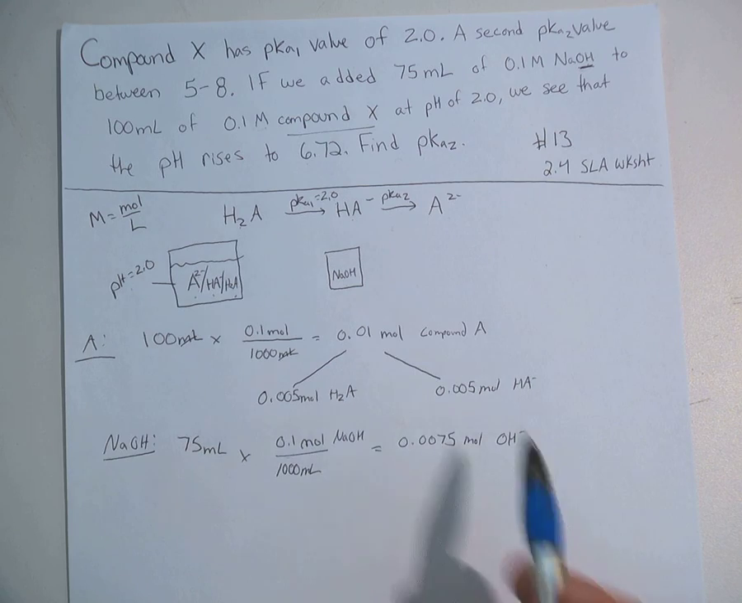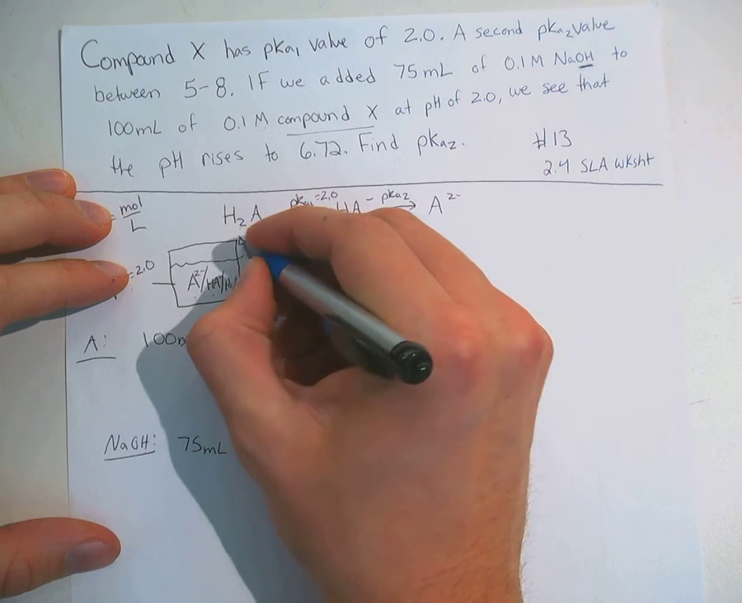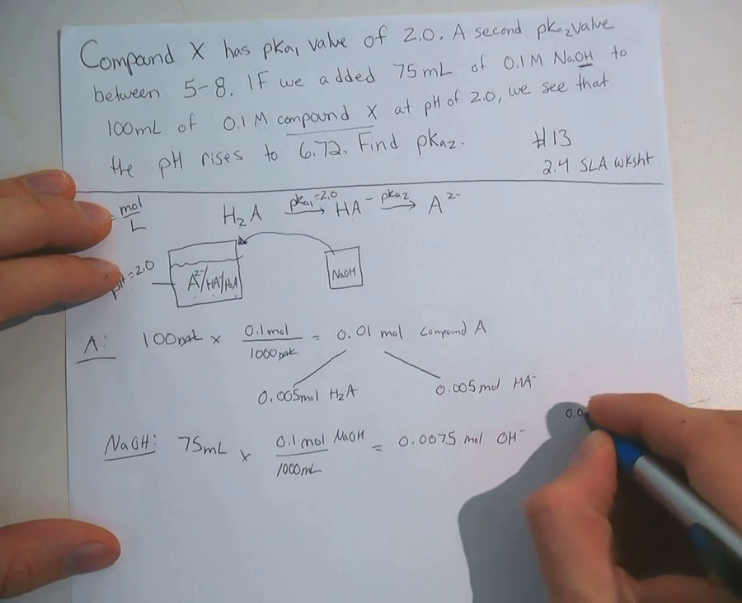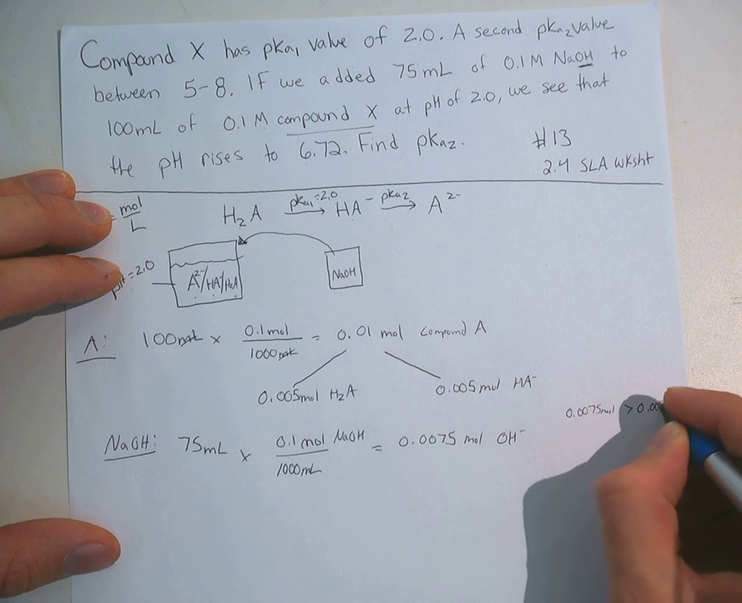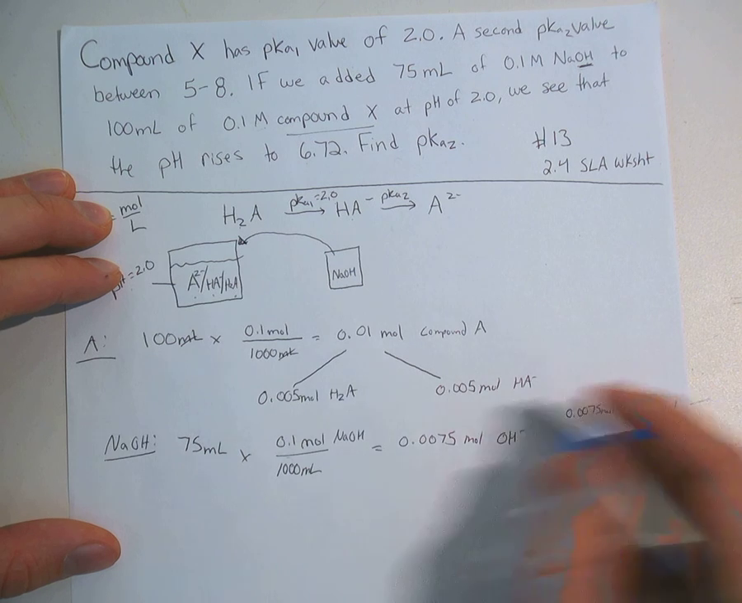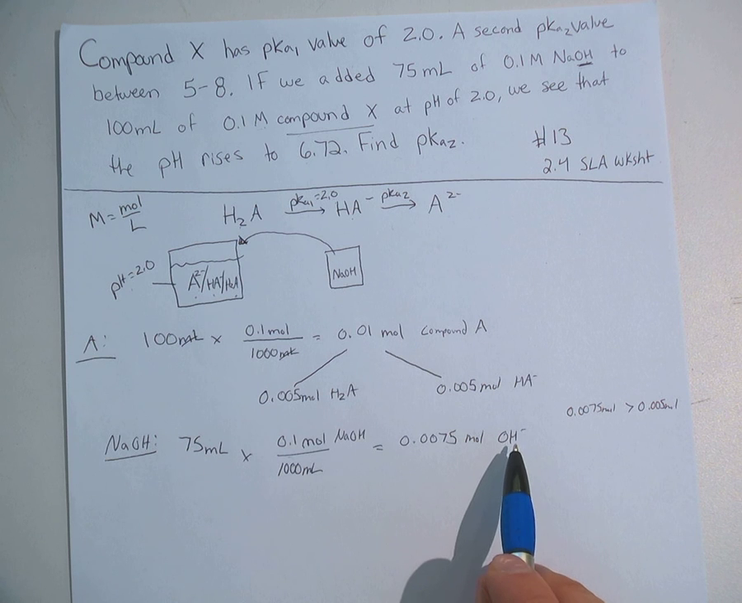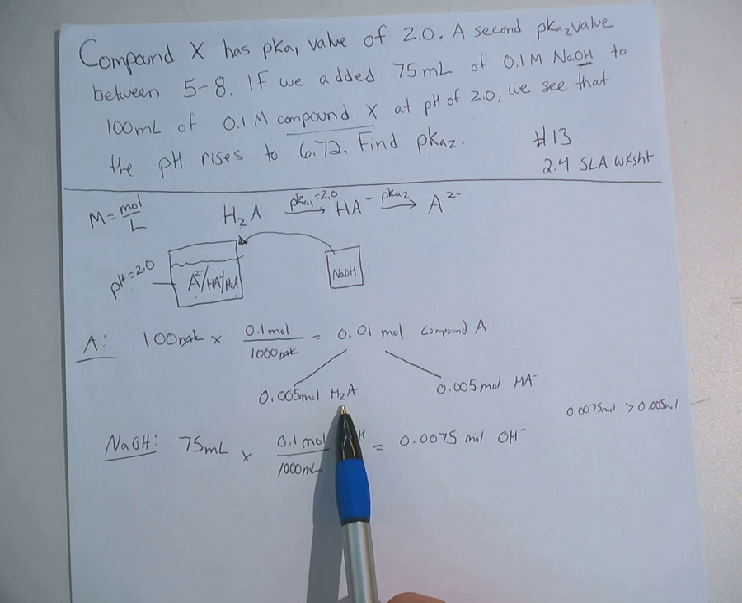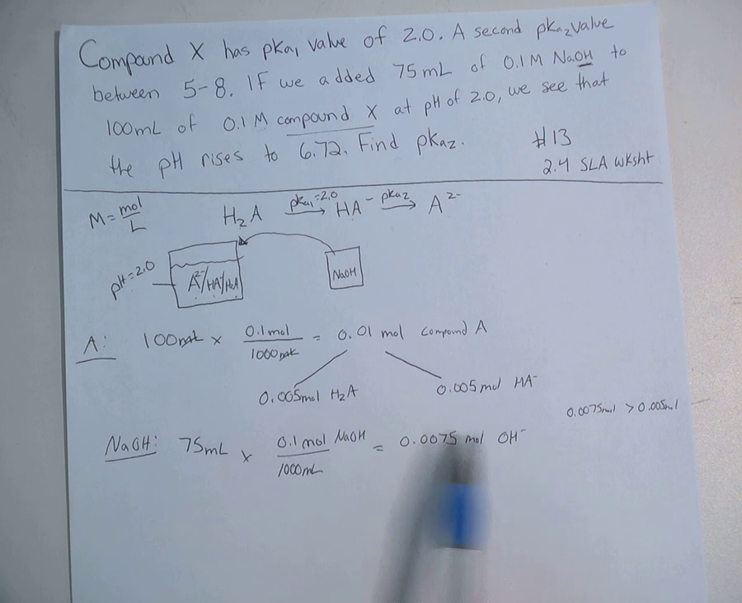So I can start to pour in some of my base into my solution. But I notice 0.0075 moles of my base is greater than 0.005 moles of my H2A. If you're adding a base, the base is always going to react with the most acidic species first. So the most acidic species is going to be your H2A because it has two H's instead of just the one. So this is a better acid. So the base is going to prefer that.